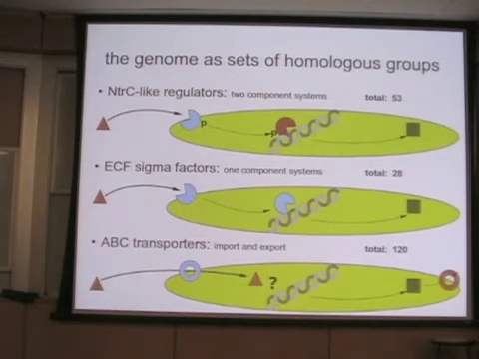So what we've done now is start taking a look, rather than at individual genes that exhibit interesting phenotypes and focusing on those, to start focusing on the larger groups of homologous genes.